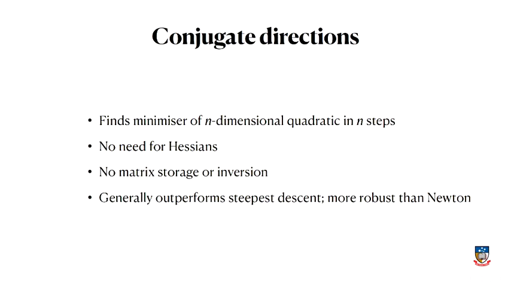That's really, really nice. You also don't need to calculate the Hessian, which is good because that's a pain to calculate. You technically don't need to do any matrix storage or any matrix inversion. And it turns out that this method usually outperforms steepest descent. And actually, it's a more robust method than Newton's method. So it's got a lot going for it, and it's just mathematically really nice.